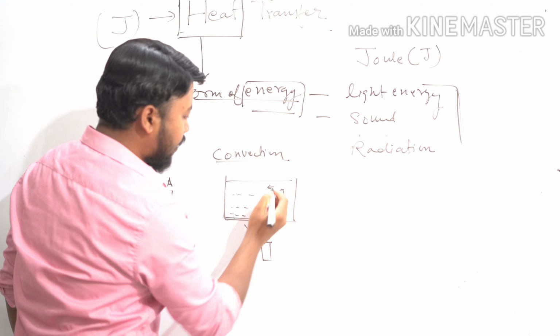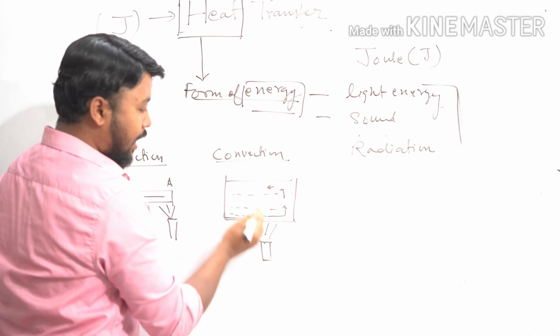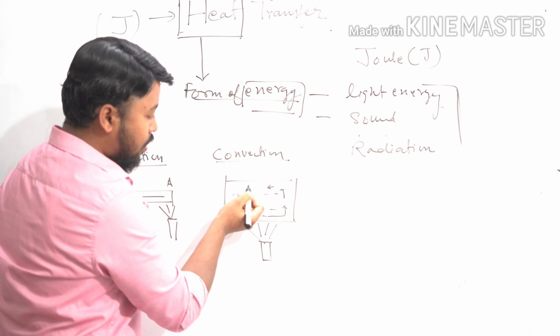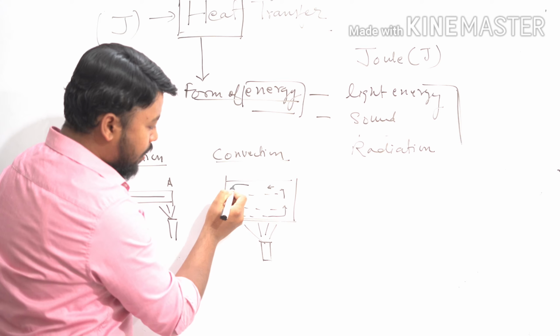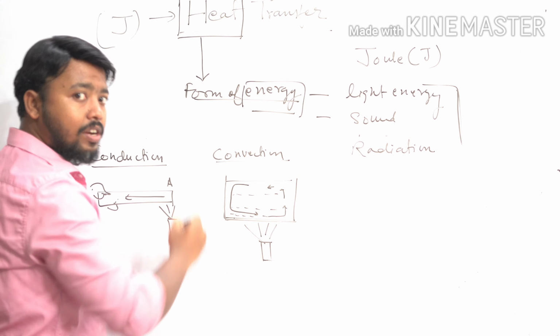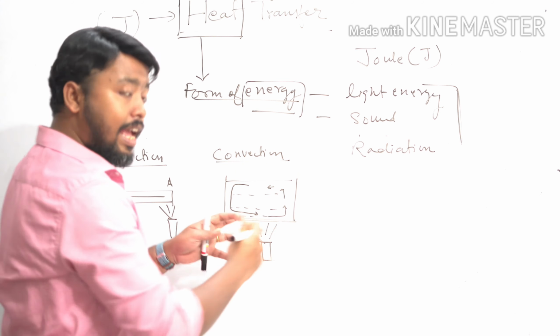All right. So they are moving out like this, and in this area there is a low pressure. To compensate that low pressure, cold water molecules from here will come and take its place, and this motion continues. This is convection. Same thing happens in the case of gas also.